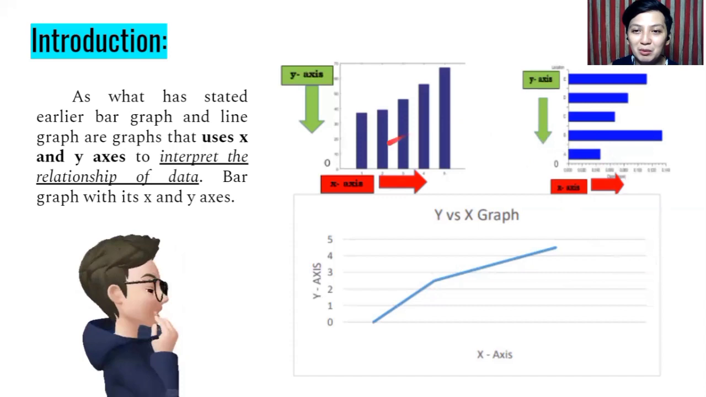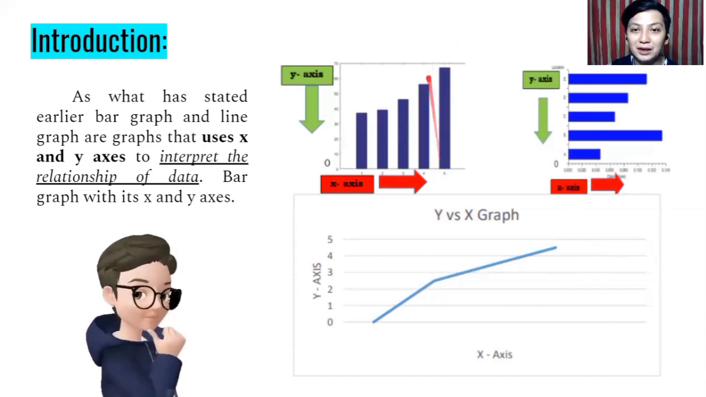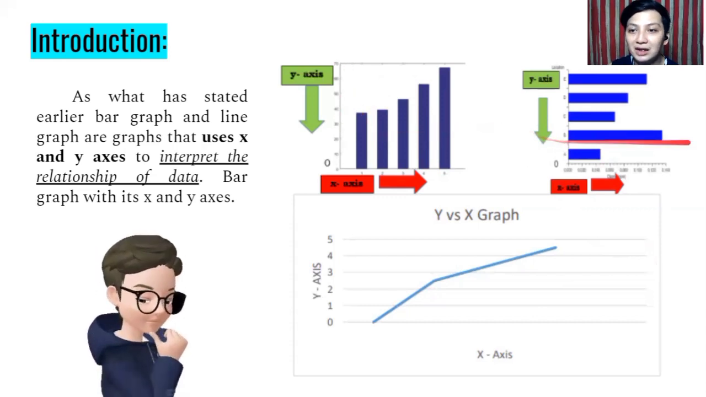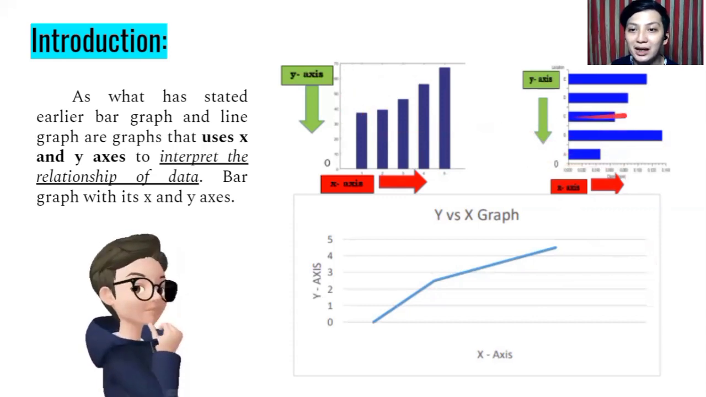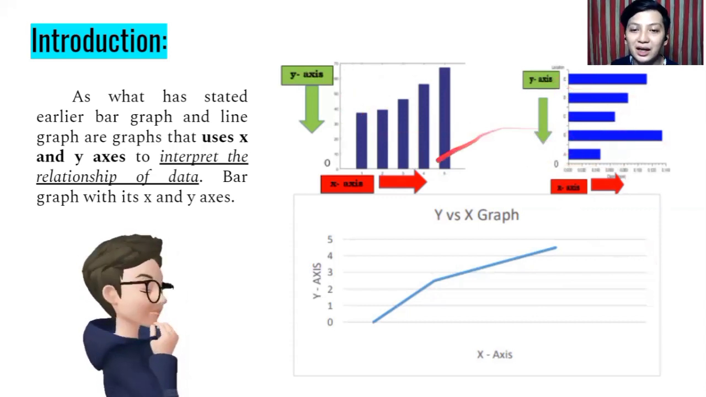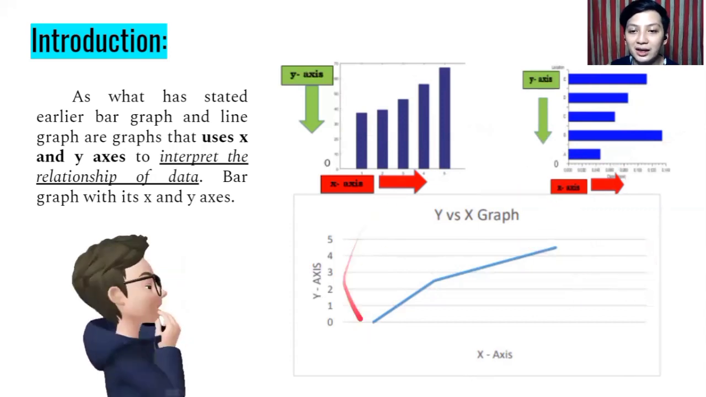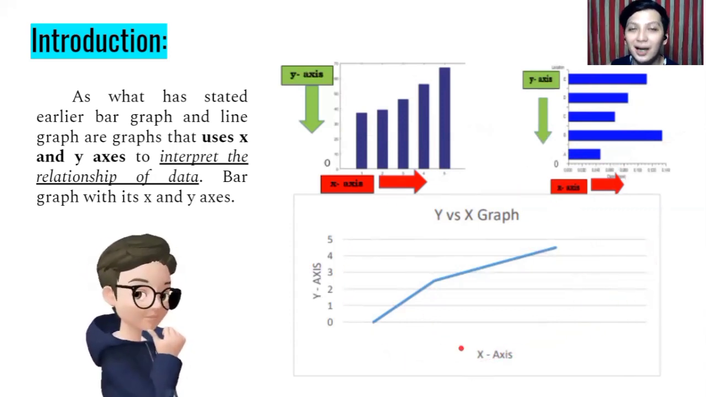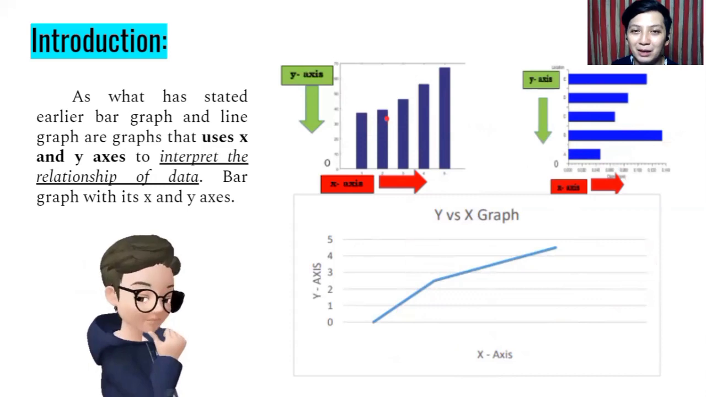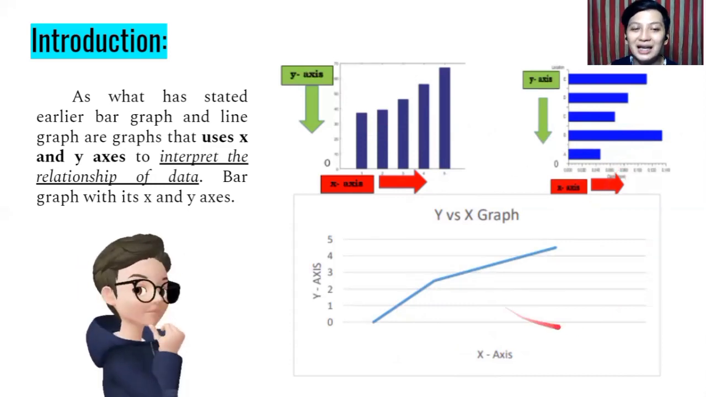Okay? So this one is an example of bar graph. Ito siya, class, naka-vertical, nakapatayo. This one, naka-horizontal, nakapahiga. Pwede naman yung ganyan. And then this part is a line graph. Very good. Bar graph, and then this one, line graph.